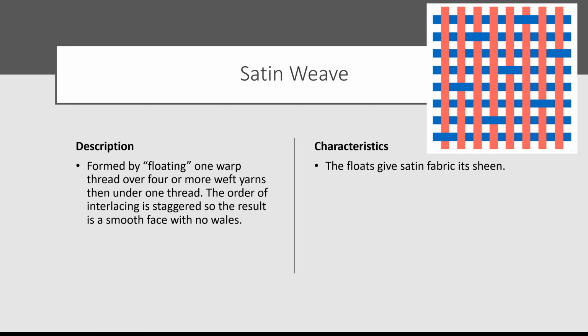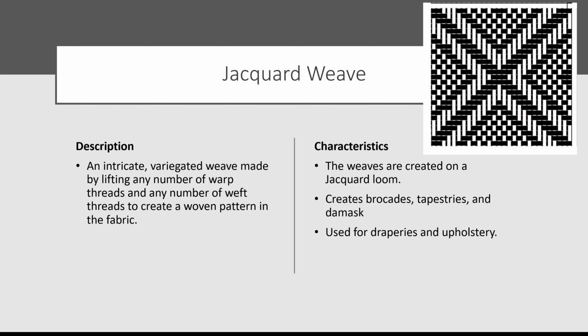So this one is when you have one warp thread over 4 or more weft yarns. Okay, and you can tell the red ones are floating over quite a few of the blue ones. And this creates an interlacing which is staggered, so the result is a smooth face with no wales. The float gives the satin fabric a really nice shine and sheen.